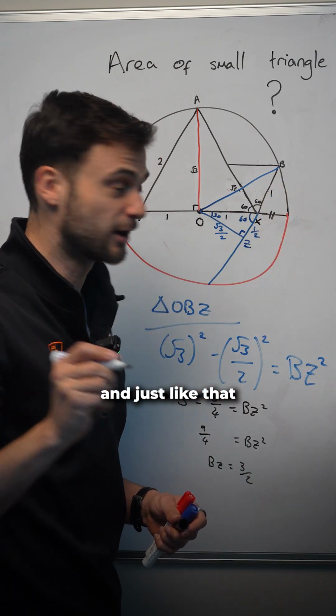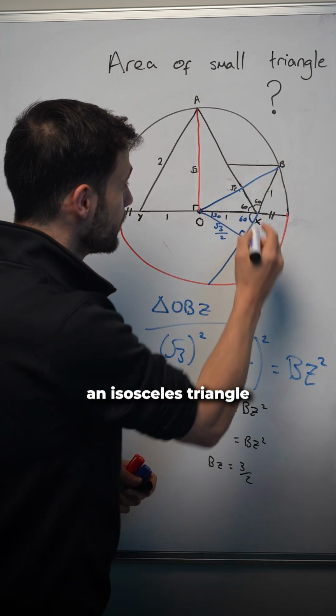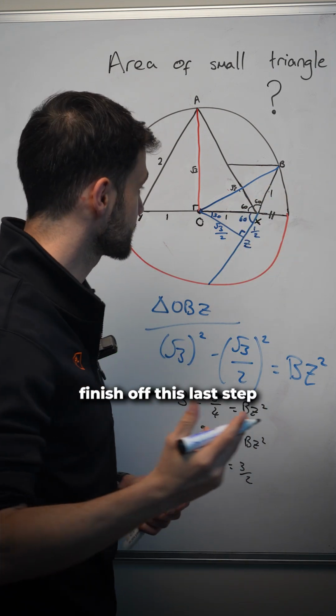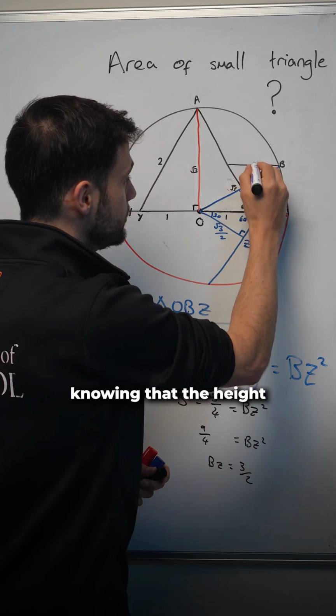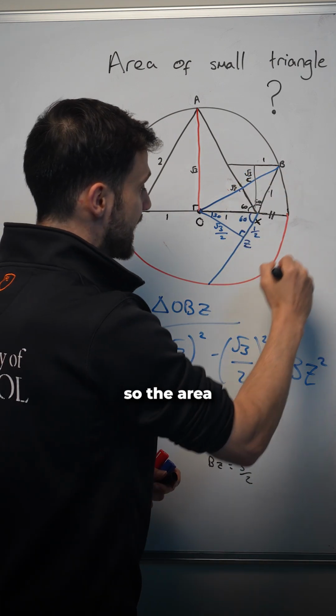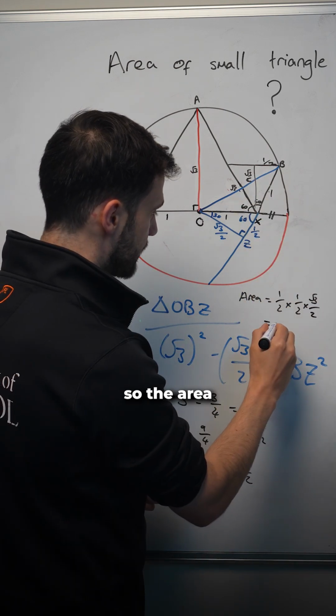And just like that, we have proven that OXB is indeed an isosceles triangle, and therefore the side length BX is 1. Now we can just finish off this last step, calculating the area of this triangle, knowing that the height is √3 over 2 and the base is 1. So the area will be a half times √3 over 2 times another half.